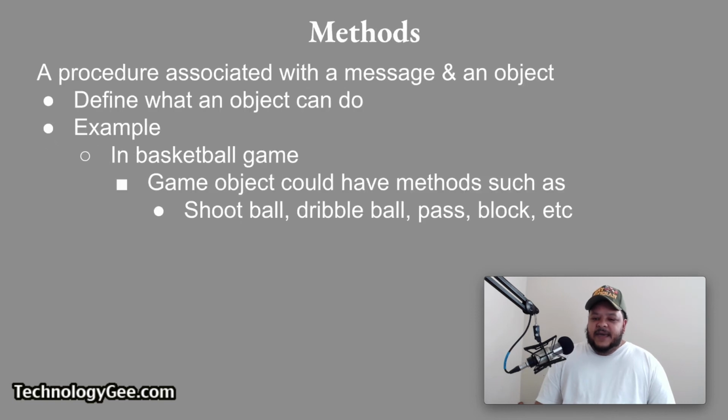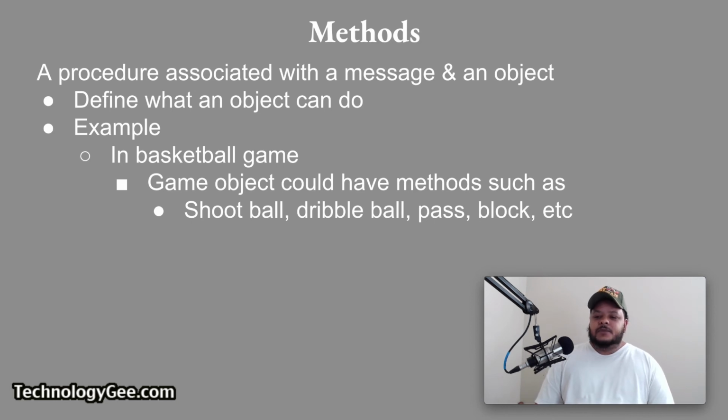And finally, methods. A method in object-oriented programming is a procedure associated with a message and an object. Methods define what an object can do. For example, in a basketball game, an object could have methods such as shoot ball, dribble ball, pass, block, etc. So it defines what the object can do.